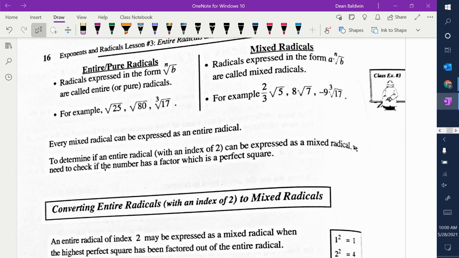So entire, sometimes they're called pure. I have never really heard anybody call them pure radicals, but hey, somebody might. Entire radical just means everything's under the radical sign. A mixed radical just means you have a number out in front.